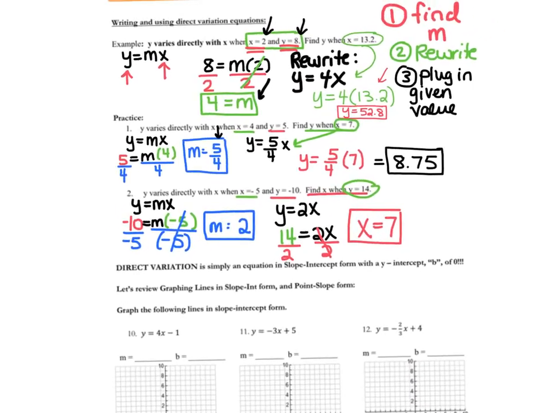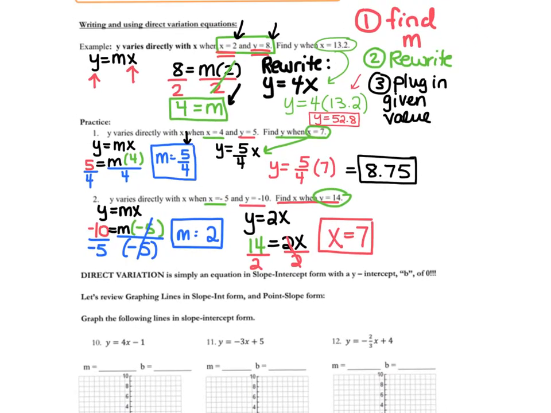And that's all there is to it, guys. Again, 3 steps. Find m, rewrite your equation, and then plug in whatever value they give you and solve for the other one.